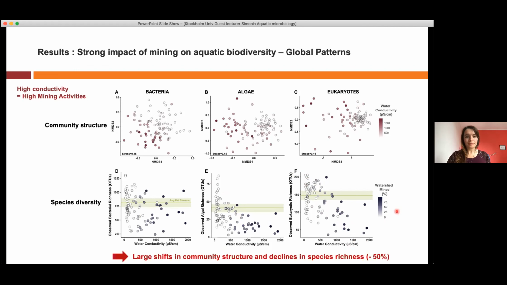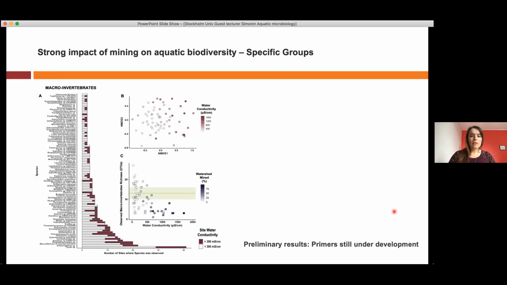If we now look at specific groups, the macroinvertebrates, those results are still preliminary because the primers, the targeted genes, are still mainly under development to have good accuracy in the taxonomic identification and resolution. But here you see all the different species that we identified and the number of sites in which they were detected.